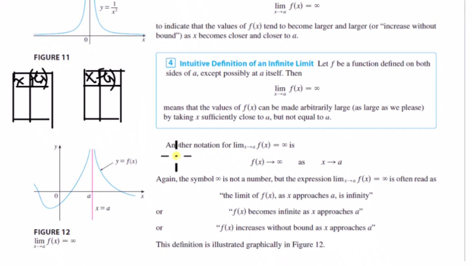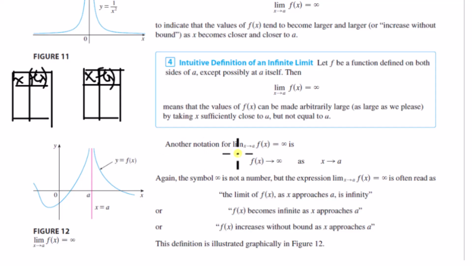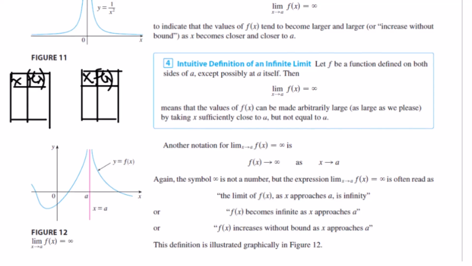Okay. Another notation for the limit as x approaches a of f of x is equal to infinity is just an arrow like this. You can use an arrow like this to make the statement of approaches: f of x approaches infinity as x approaches a. All right, and here's another graphical illustration of an infinite limit of a function as x approaches a in general from both sides. You're ballooning to large positive numbers in magnitude on both sides.